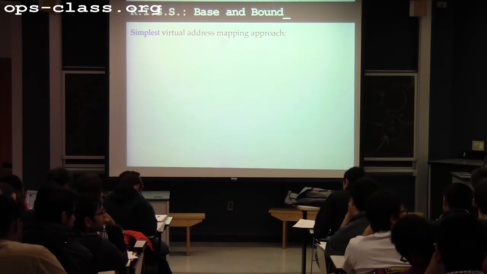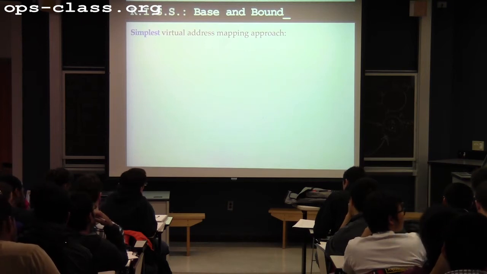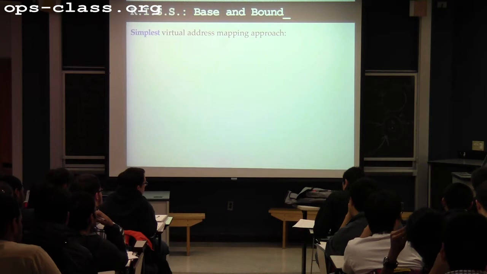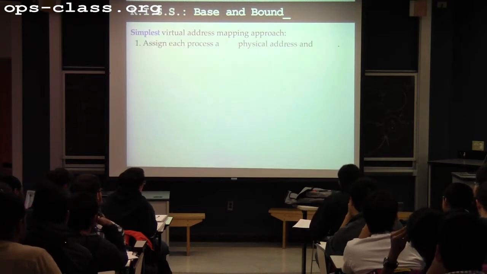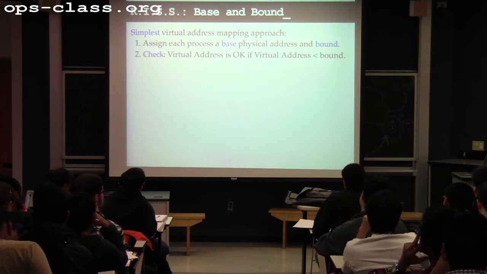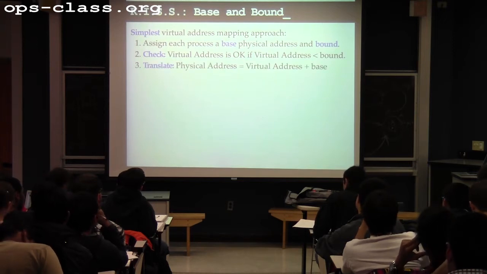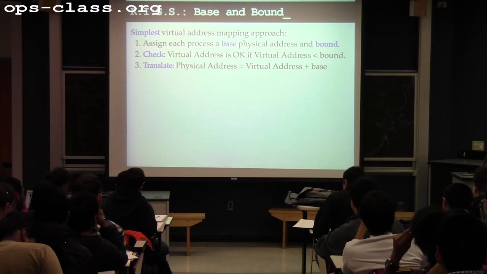Check if the virtual address is less than bound, and then we subtract base to get the physical address. Subtract base. He was so close. Yeah, Kevin. You add the base, yes. So I assign each process a base physical address and a bound. To check whether the virtual address is OK, I just make sure it's below the bound. And to translate it, I just add the base. And this maps the entire process address space to a contiguous chunk of physical memory.